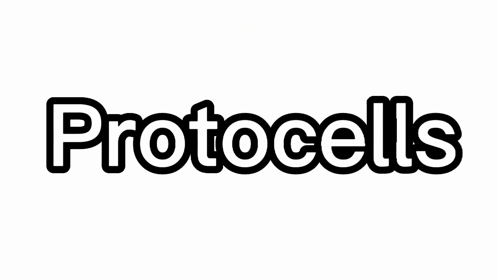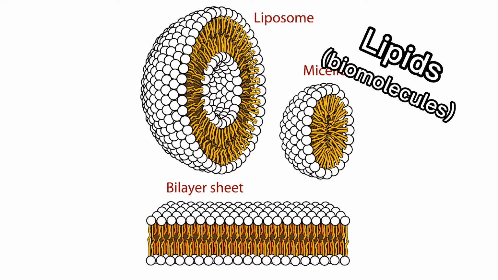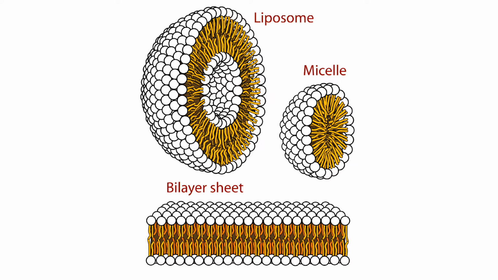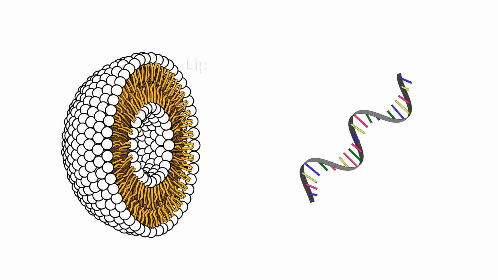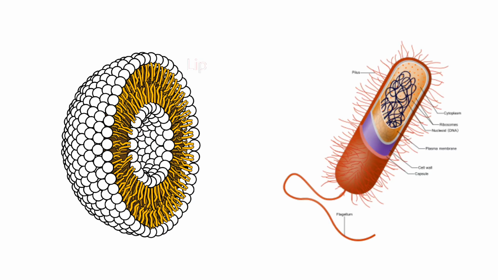Then we get to protocells. A protocell is a spherical collection of lipids, which are biomolecules, that has been proposed as a stepping stone for the origin of life. It's said that they reproduced RNA and exchanged genetic information before anything like DNA was a thing. In other words, protocells were life before life.